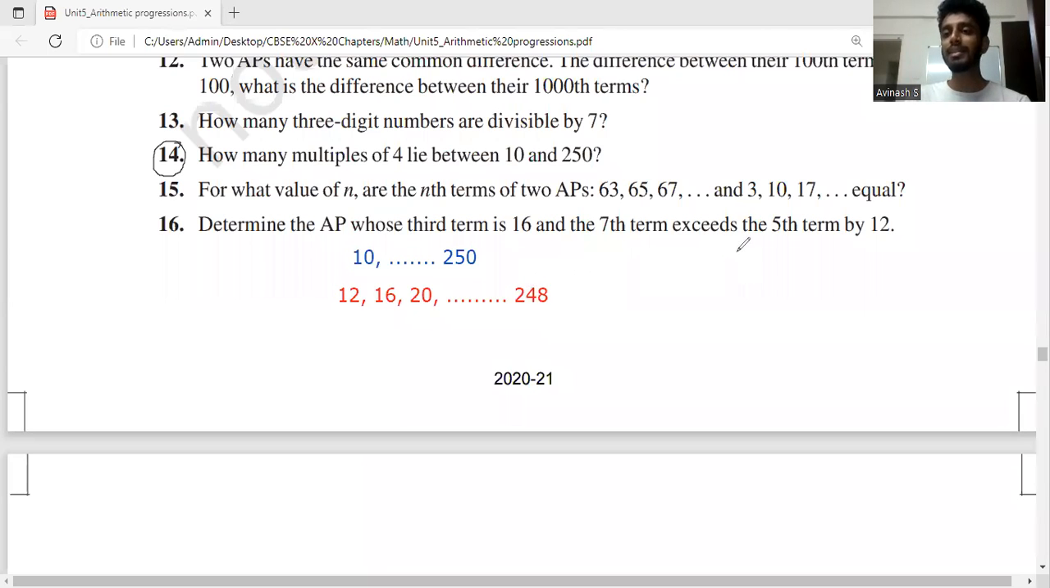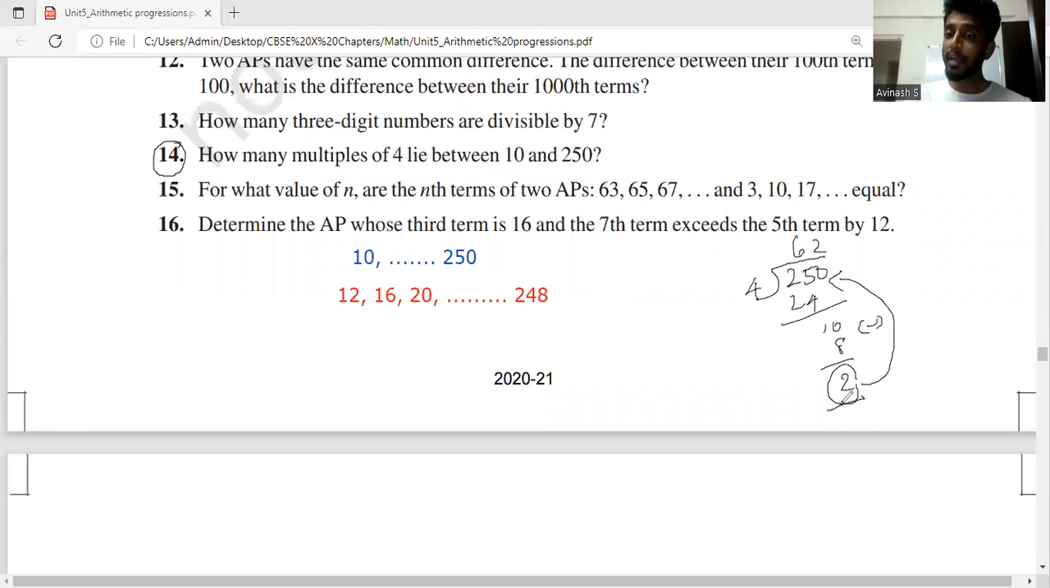If you don't know the last number is 248, then what do you do? You take 250, which is the last number in the range, you can see here. And then like how we divided it by 7 in the previous problem, we divide it by 4. Then you do the normal division. So now you can see the remainder is 2. Then you subtract that remainder from 250. So you'll be getting 248.